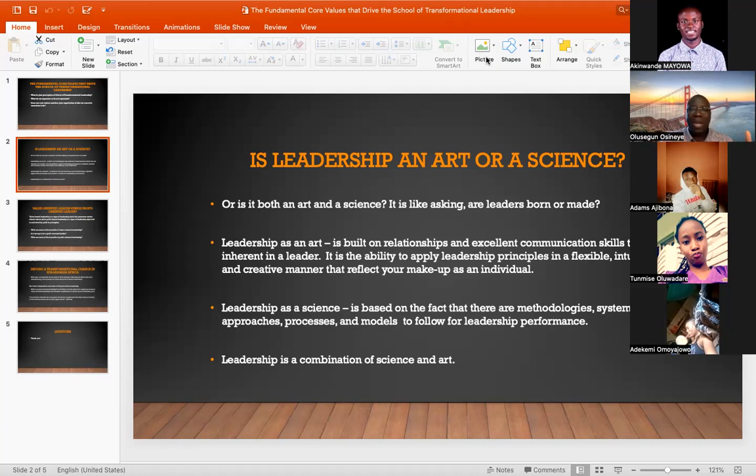So in other words, we can conclude that leadership is a combination of science and heart. Leadership is both heart and science. Just like I asked at the beginning, are leaders born or made? Well, you cannot say leaders are not born because there is no unborn leader. Have you seen any unborn leader? All leaders are born. So everyone who is privileged to take decisions on behalf of one or two persons is a leader in his own capacity. So we are all born leaders.